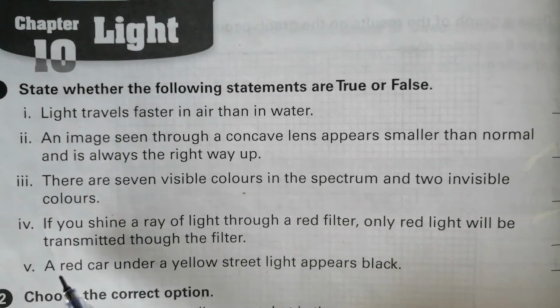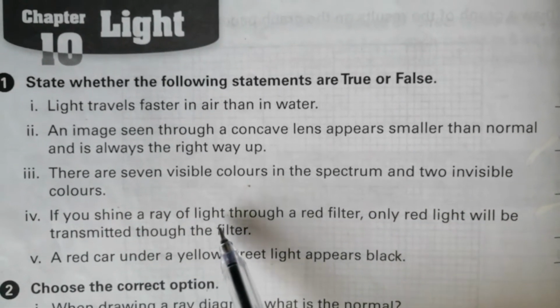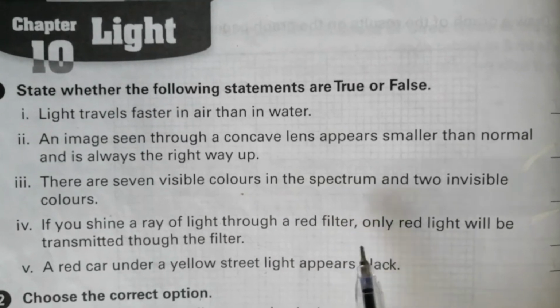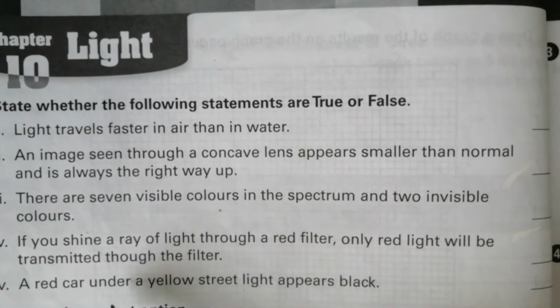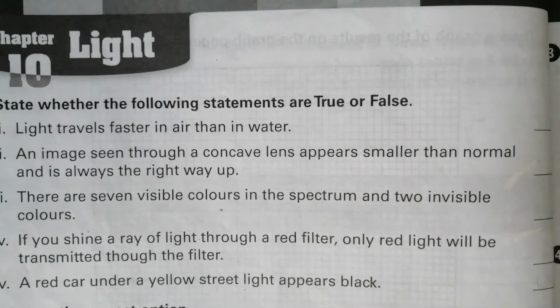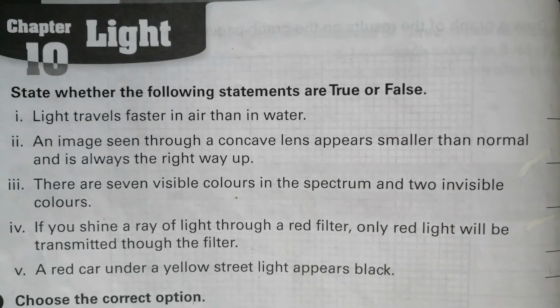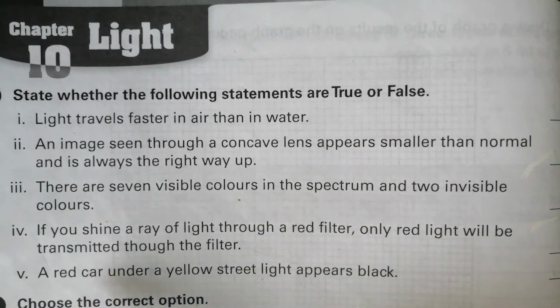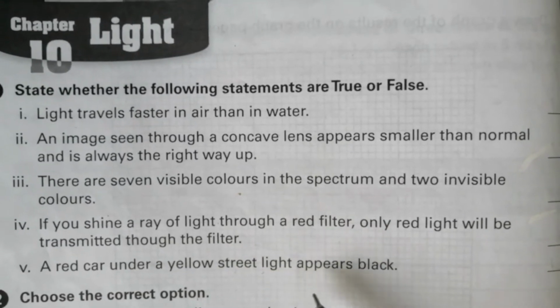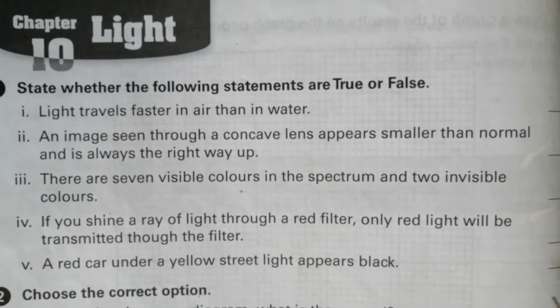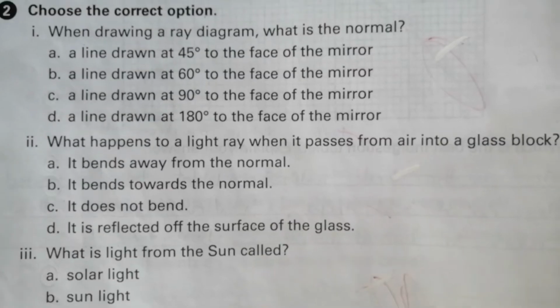Statement number 4, if you shine a ray of light through a red filter, only red light will be transmitted through the filter. This statement is also true. Statement number 5, a red car under a yellow street light appears black. This is a false statement.